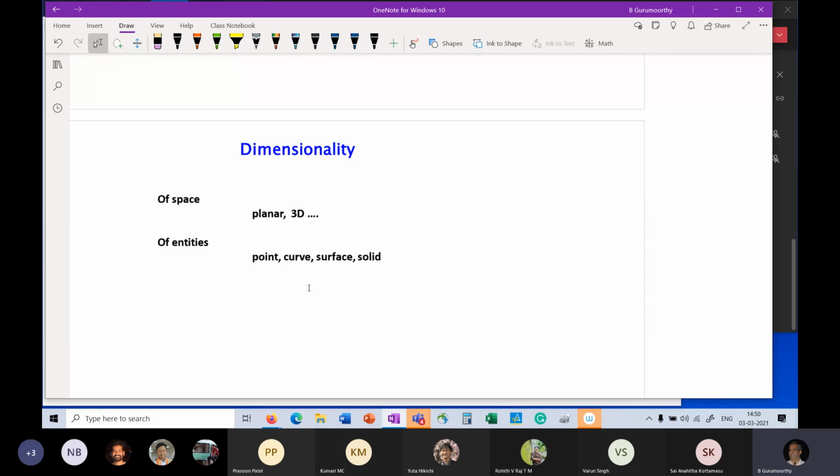One is the dimensionality of the space, right? The world we live in, where the points are. The points can be forced to lie on a plane, right, which is a 2D world, or the points can live inside a room, which is a 3D world, or a box, which is a 3D world.